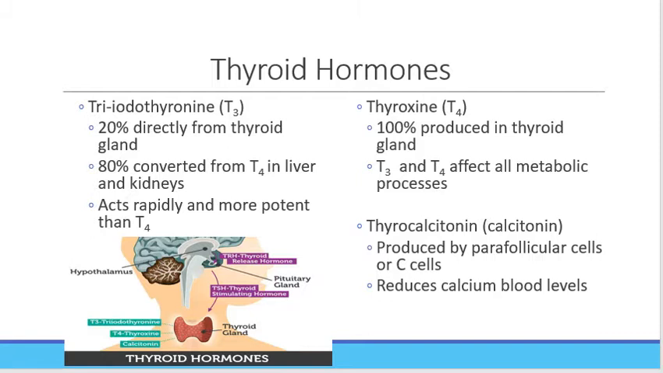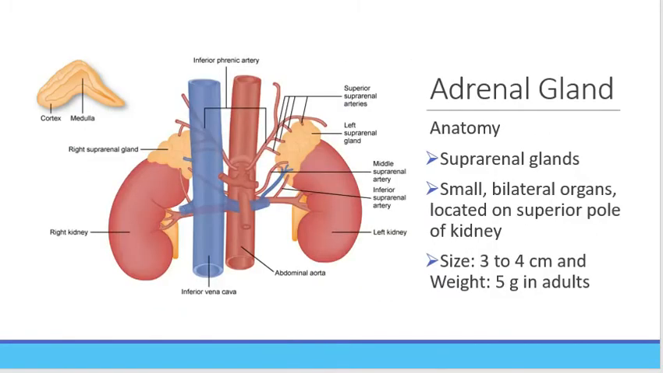The adrenal gland. It's small. They're bilateral organs located on the superior pole of the kidney. They're 3 to 4 centimeters and they weigh about 5 grams in adults.